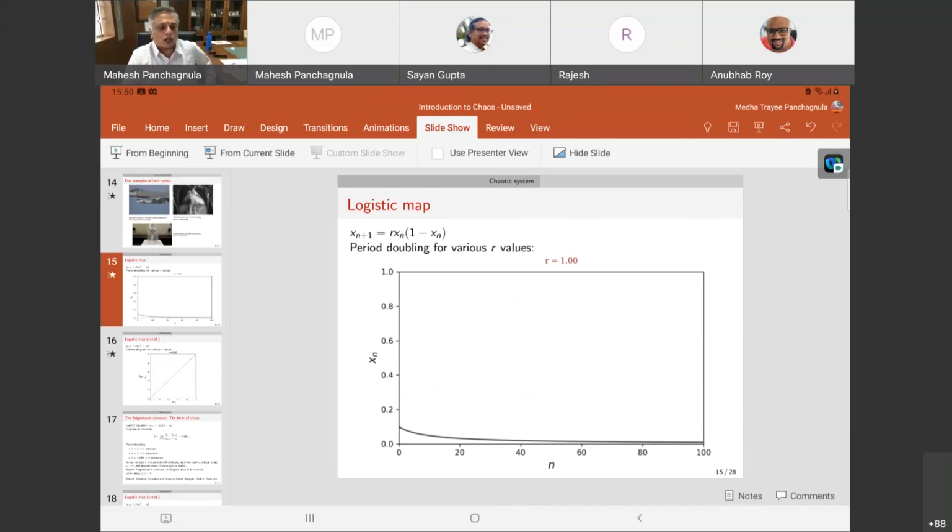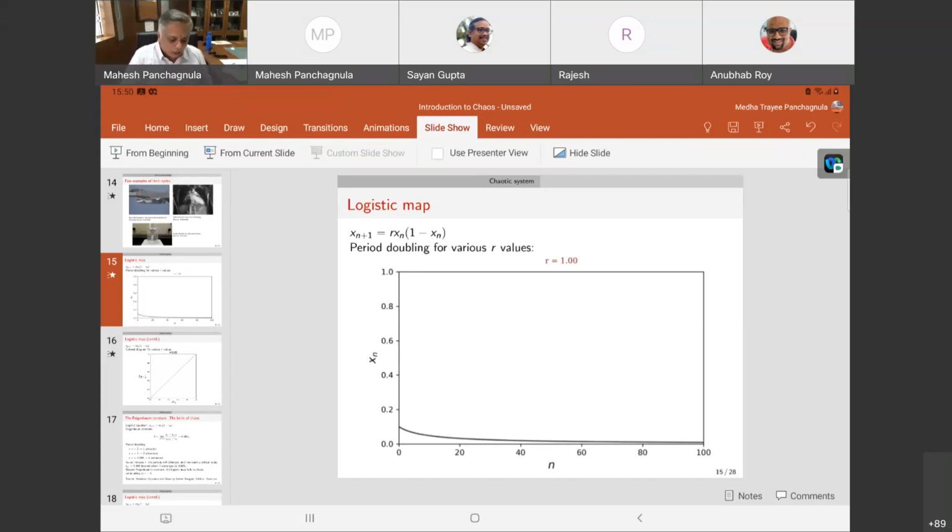If you start with an xn, r is a parameter. You compute the next value, xn+1, as simply r xn times (1 minus xn). You can very clearly see that if xn equals 0, then xn+1 equals 0, which means if you start with xn equal to 0, it's not going anywhere. Now n is the number of iterations of this logistic map.